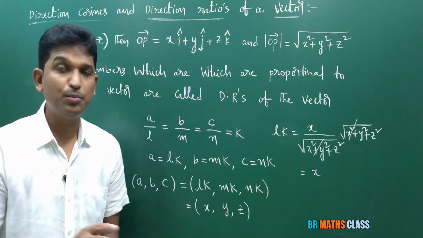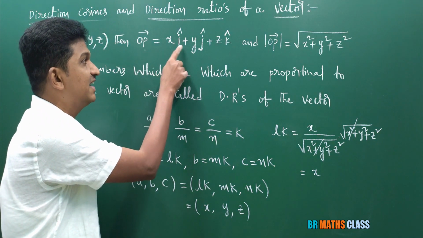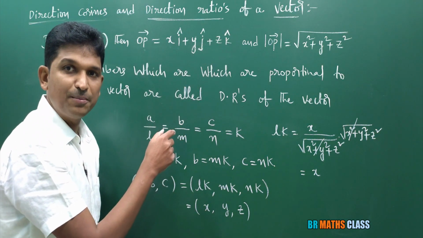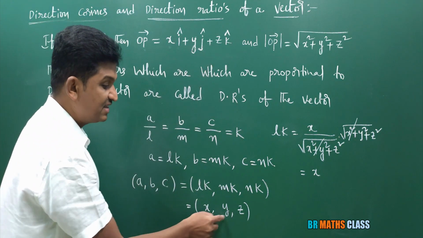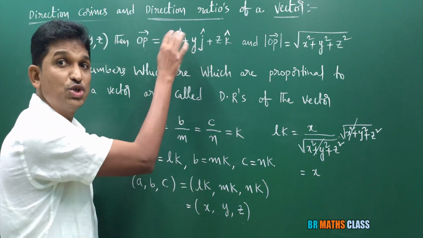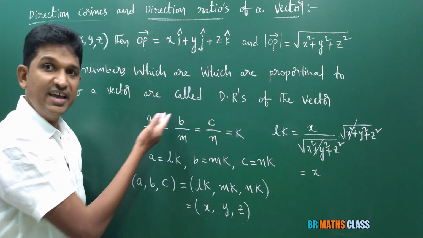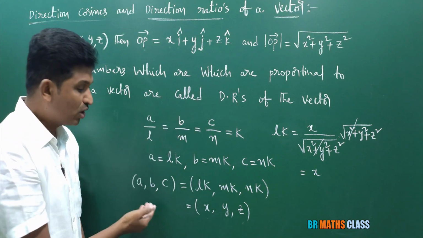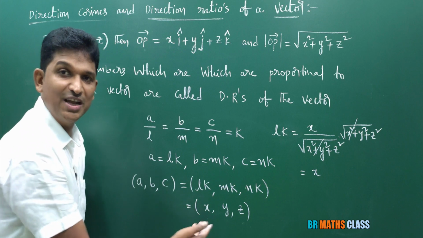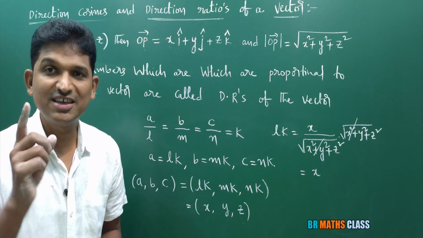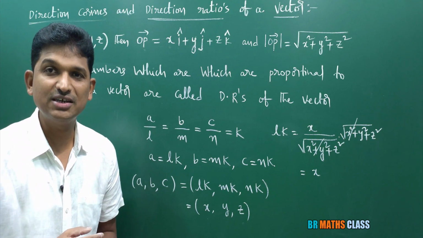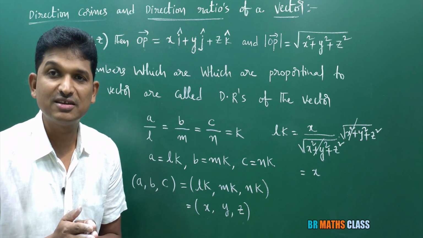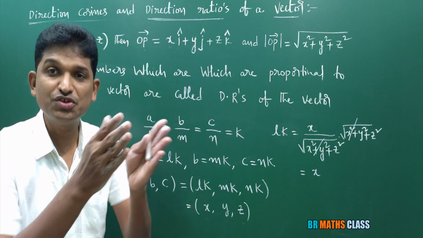So the main important point: if OP bar is x i cap plus y j cap plus z k cap, then we can consider their scalar components x, y, z as the direction ratios of that vector, because I took A, B, C as the direction ratios. Now I got the ABC values as x, y, z only. Please keep this point in your mind. From now onwards, for any vector, their scalar components are taken as the direction ratios of that vector.